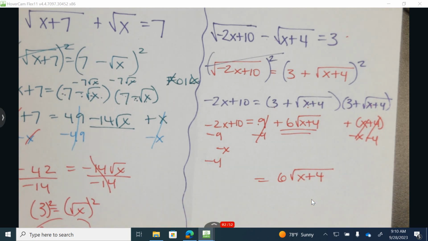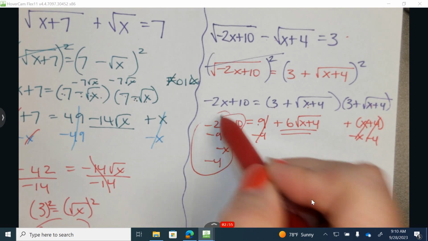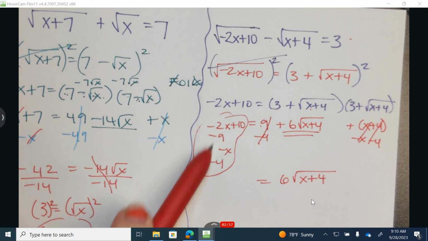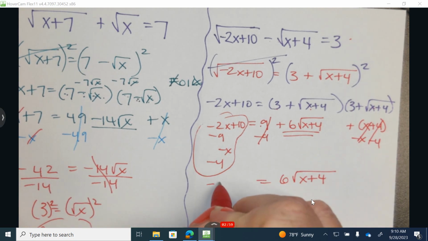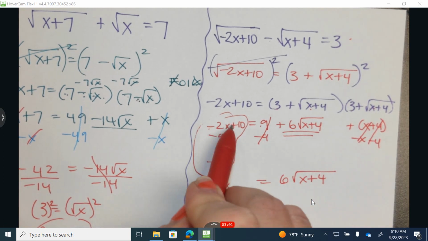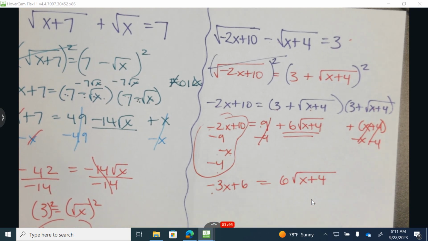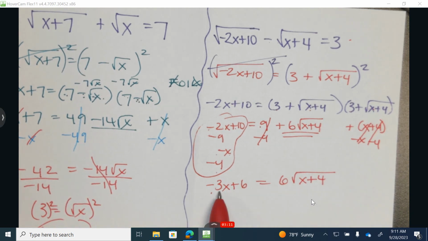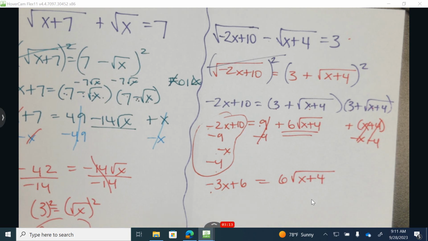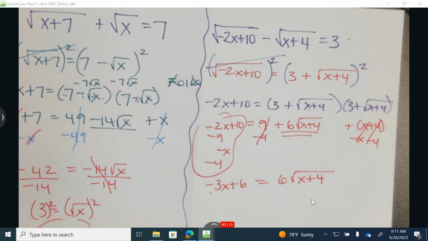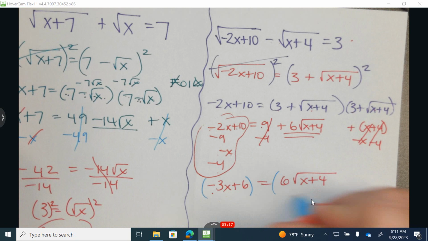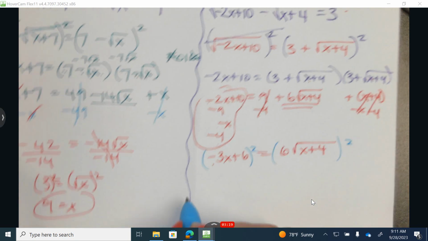Now there's 5 different things on the left-hand side. I need to combine like terms. Negative 2x and negative x is negative 3x. Positive 10 and negative 4 is positive 6. So what is the easiest thing here to do? Now, I could divide by 6 on both sides, but when I divide by 6, I'm going to have a fraction. I don't want to work with fractions. So instead, what I'm going to do is square both sides.